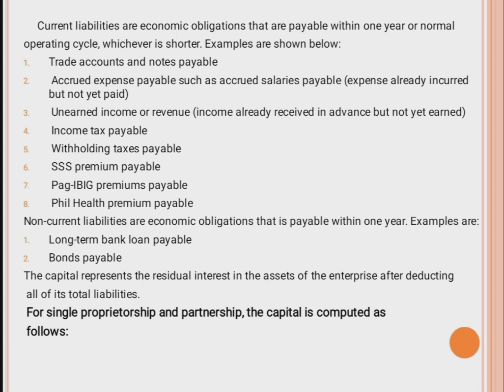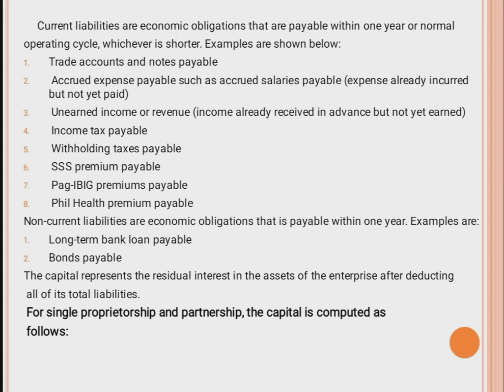Number 1, trade accounts and notes payable. Number 2, accrued expense payable such as accrued salaries payable, expense already incurred but not yet paid. Number 3, unearned income or revenue, income already received in advance but not yet earned. Number 4, income tax payable. Number 5, withholding tax payable. Number 6, SSS premium payable. Number 7, Pag-IBIG premiums payable. Number 8, health premium payable.